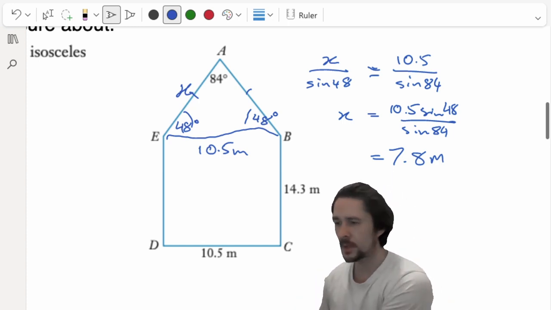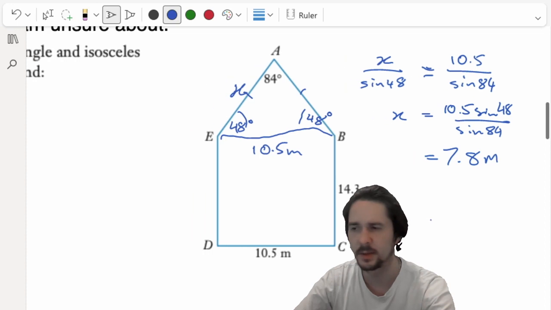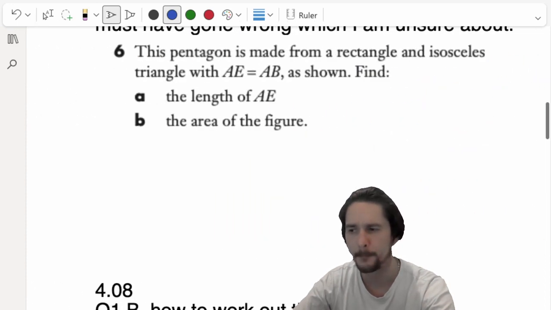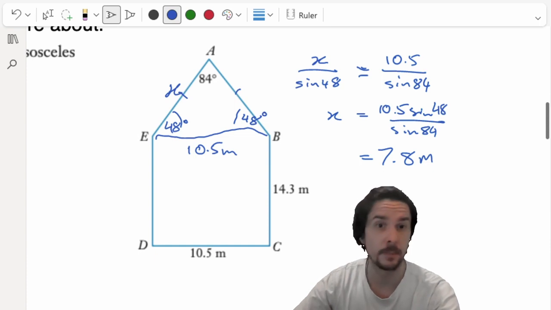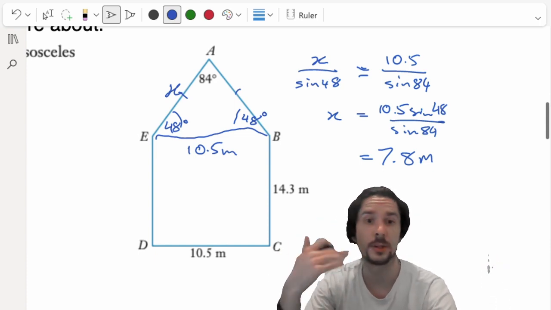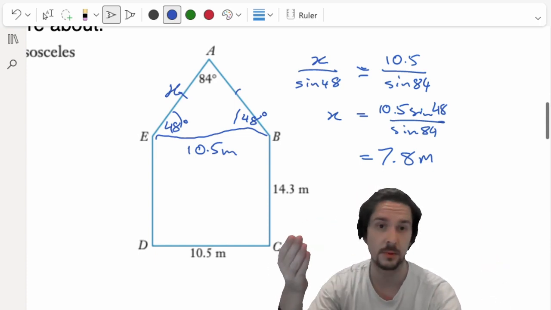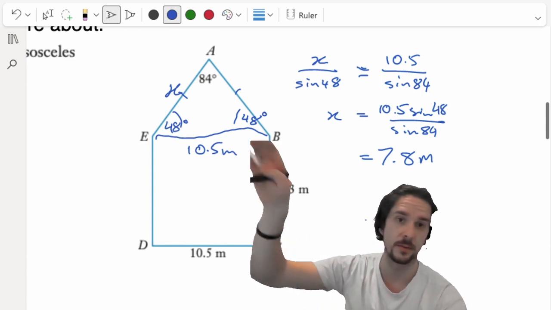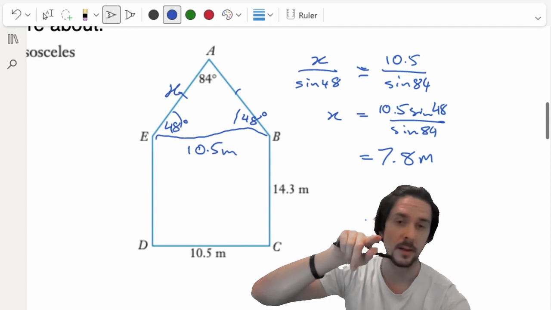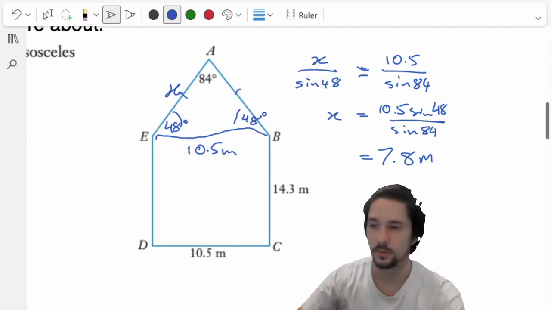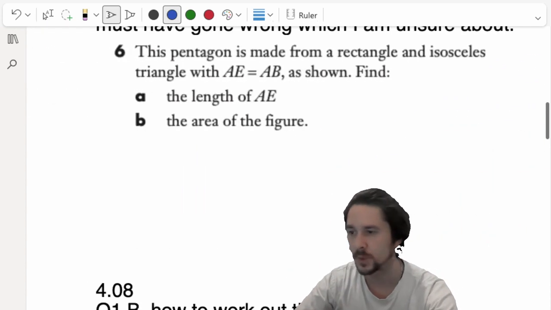Yeah. So I'm guessing you had no trouble with part B. Obviously you would need to have gotten part A correct in order to get part B correct, but you probably had the right method, right? So you work out the area of the triangle using half AB sine C, and then you would add on the area of the rectangle. Okay, cool.